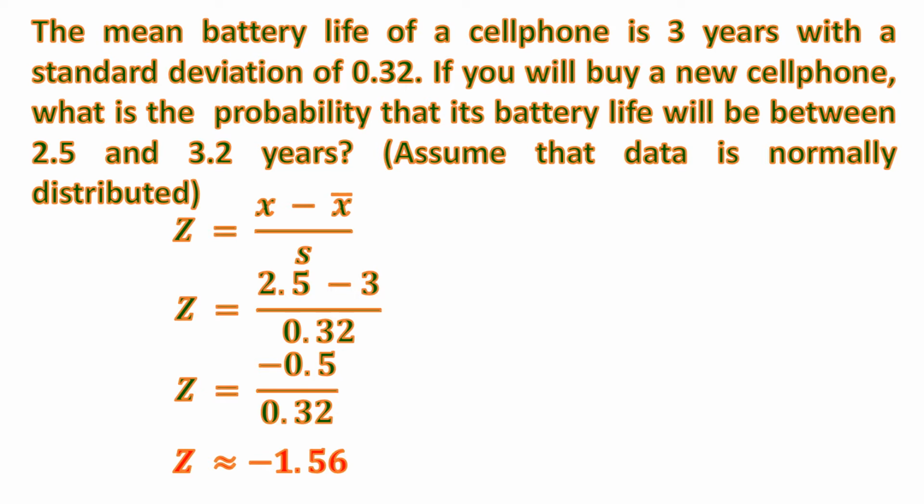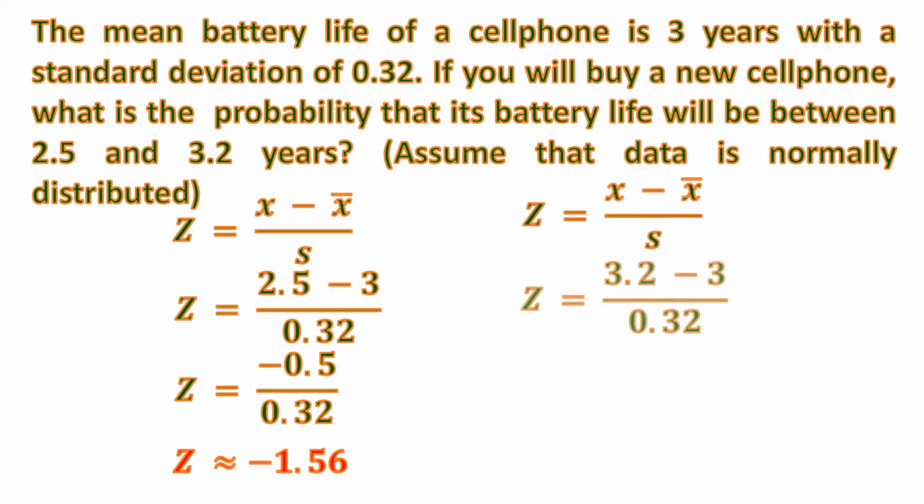So if x is 3.2, then z is equal to 3.2, that's the x, minus the mean, which is 3, over the standard deviation 0.32. Then let us subtract the top. 3.2 minus 3 is 0.2, divided by 0.32, approximately equal to 0.63. So this is the z for 2.5 and for 3.2 years, and we're going to use both of these to solve for the probability using the normal curve.